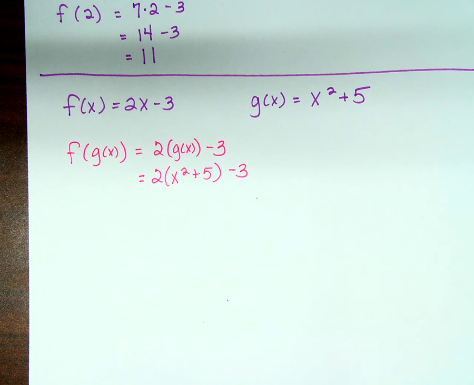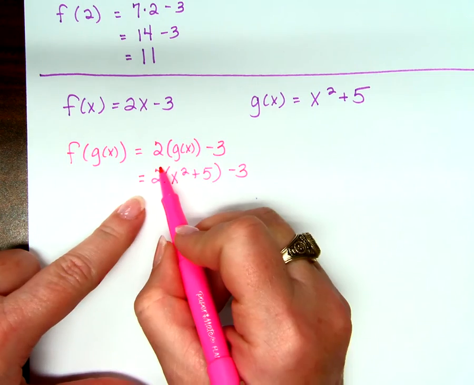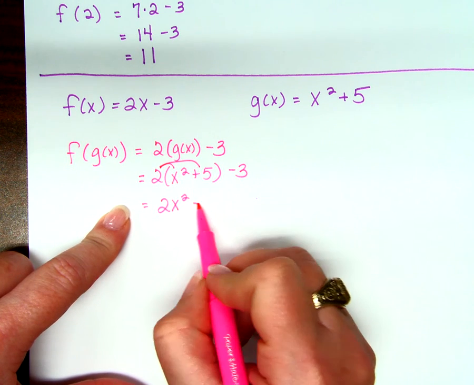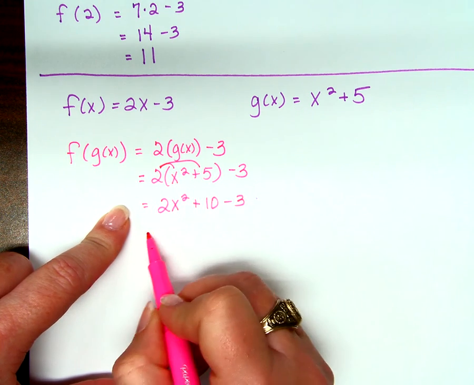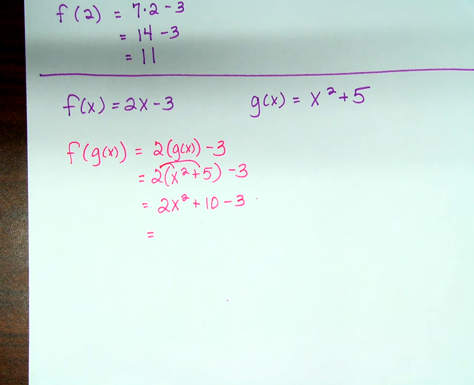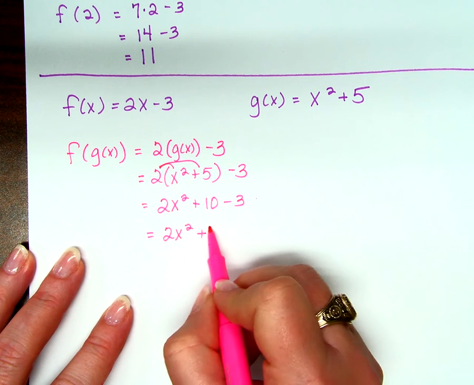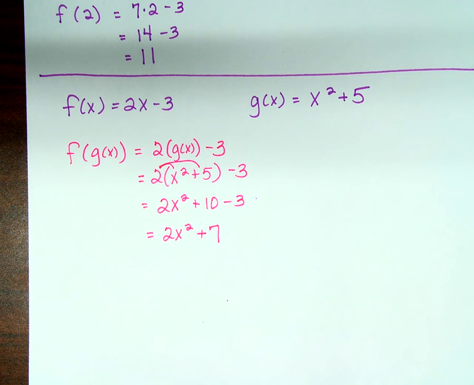Now I just distribute, right? 2 times x squared, 2 times 5. Simplify like terms. Did you get the same thing I did? Good, that's it.